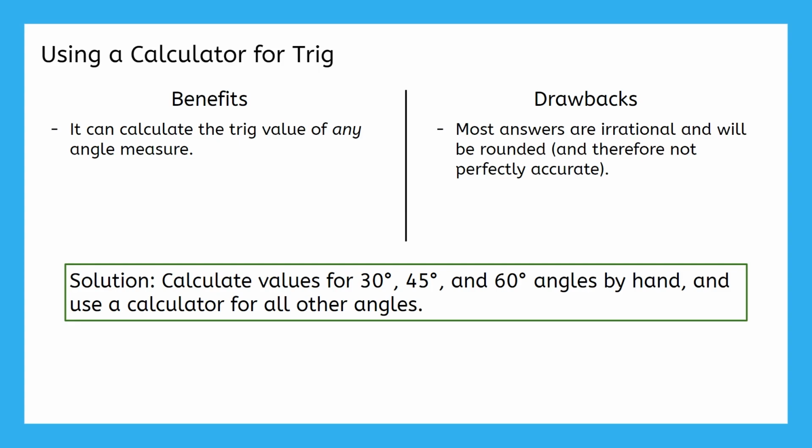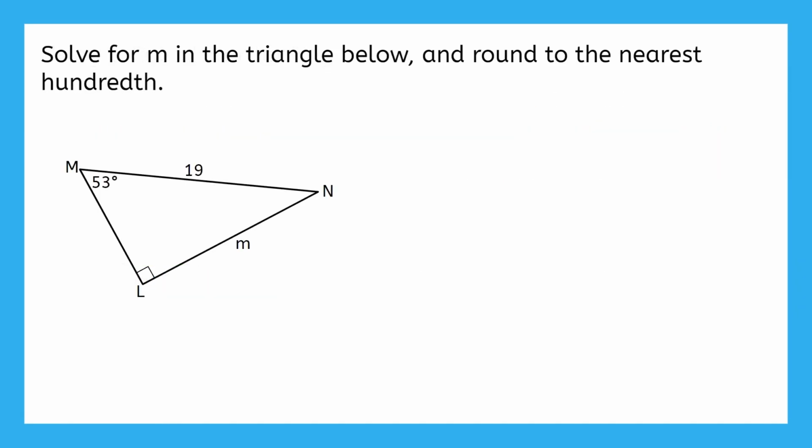Now that you know how and when to use a calculator to find trig values, let's see what you can do with this new skill. Our first practice problem says to solve for m in the triangle below and round to the nearest hundredth. We have a right triangle where we've been given one side length and one angle measure. We can use trigonometry to find the length of m by setting up a ratio that uses m.